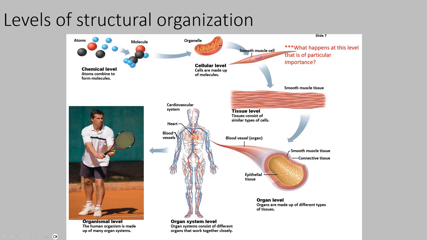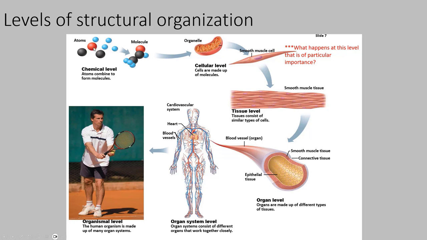Now let's backtrack. So we have the organismal level, the organ system level, the organ level, the tissue level, the cellular level, the organelle, the molecule, the atoms, going backward, getting smaller and smaller as we go. But right here, at the cellular level, there's something special. What happens at the cellular level that is of particular importance?